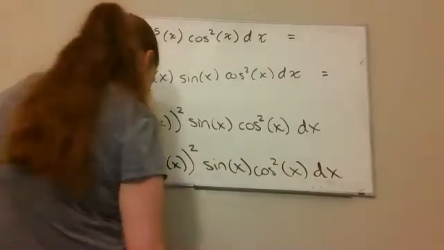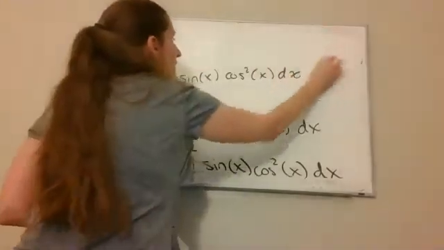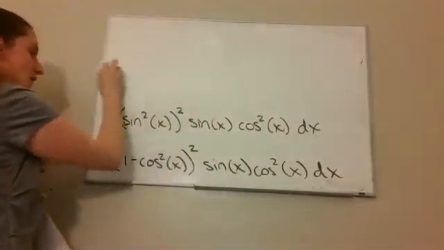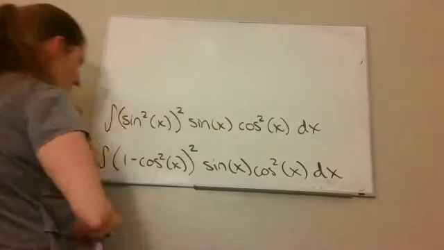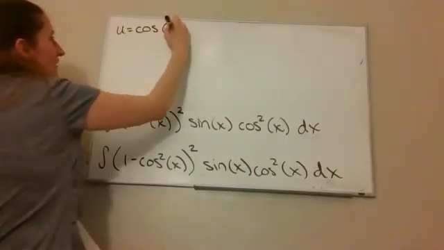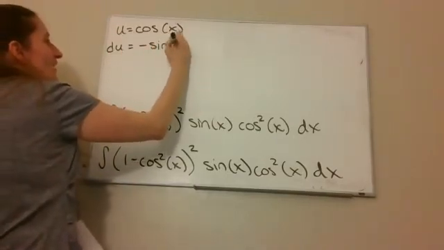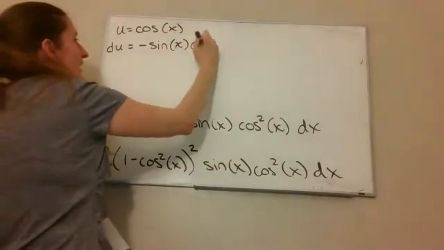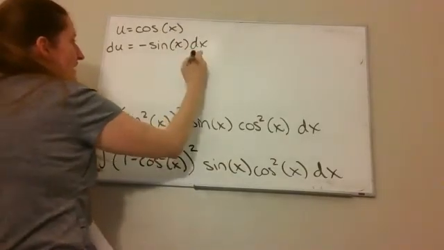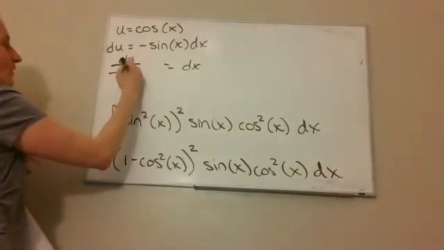I can do u equals cosine of x. So if I let u equal cosine x, that means that du will be negative sine x dx, and that means that dx is du over negative sine of x.